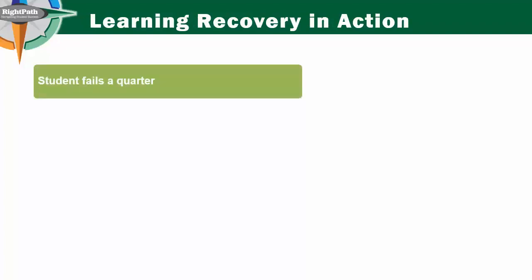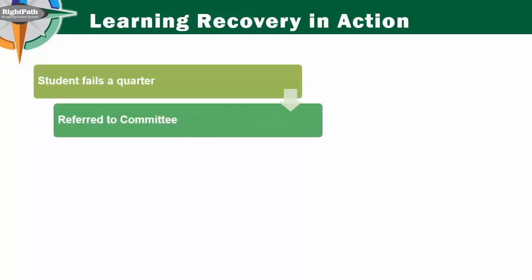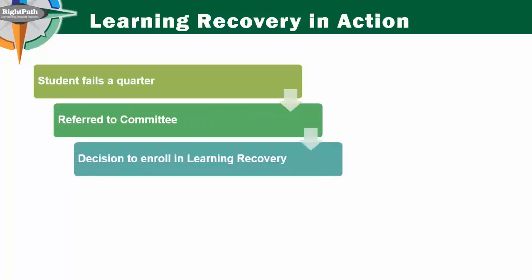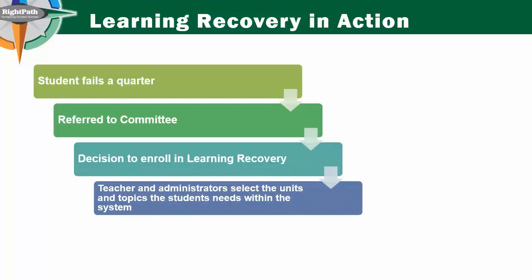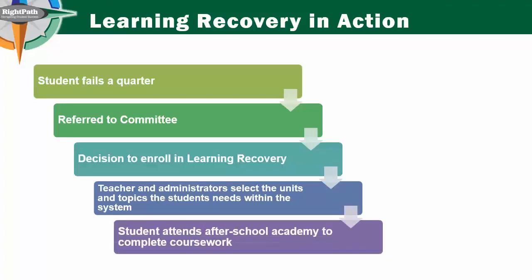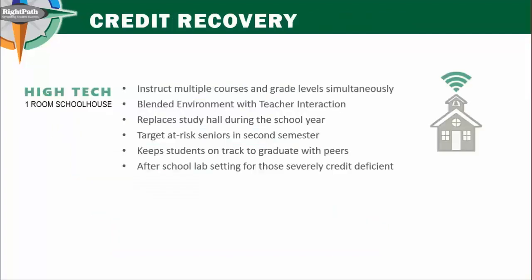Let's take a look at learning recovery in action. First, the student fails a quarter. The student will then be referred to a committee, where they will make the decision to enroll the student in a learning recovery program. The teacher and/or administrator select the units and topics the student will need in the system. The student then attends an after-school academy or replaces a study hall period with a learning recovery period to complete the coursework, keeping him or her on track with their peers. I'm now going to pass it over to Ruth, who will talk about credit recovery.